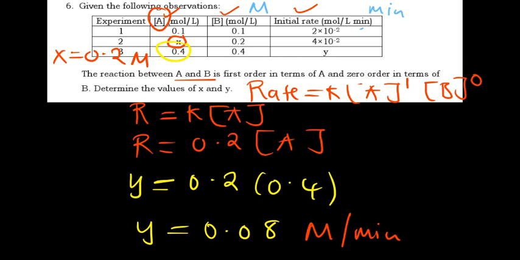Now notice that in this case, we've not used any value of B. Why? Because it is not part of the rate law overall, because it is raised to the power 0, so its value has got no effect in any of the calculations we've made so far. Okay, that's very important.